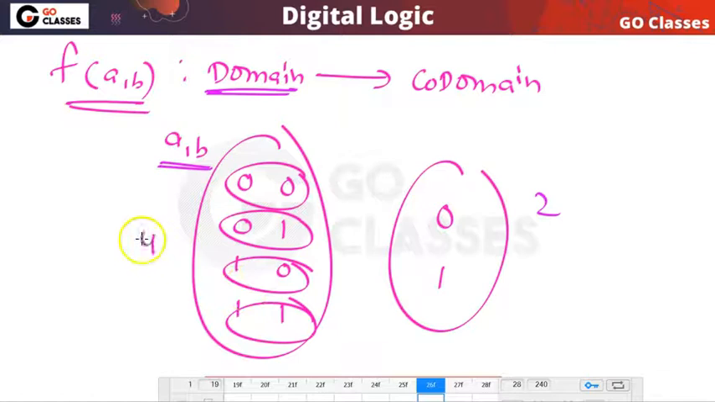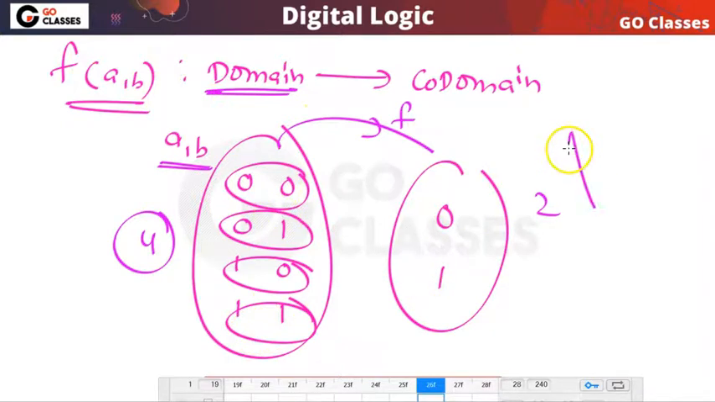In the domain we have 4 elements, 4 combinations are possible for 2 variables, and the size of the codomain is 2. So finally, from this domain to codomain, how many functions can you create? This Boolean function is a function from this domain to codomain. So how many functions can you create?